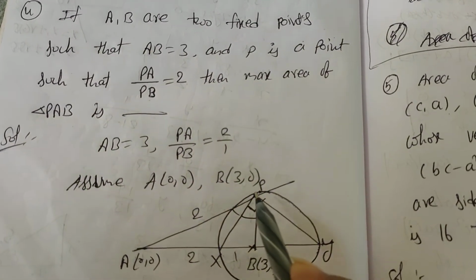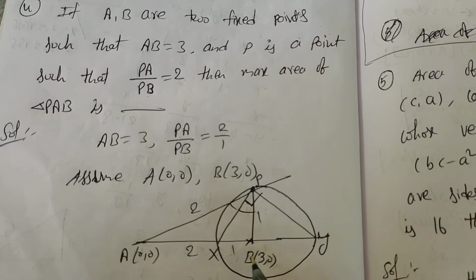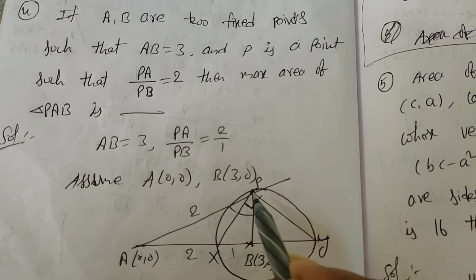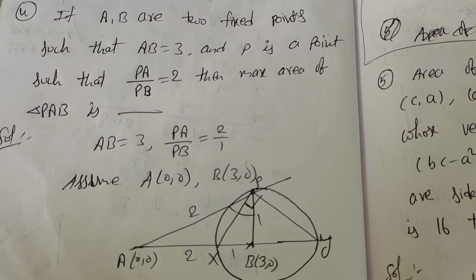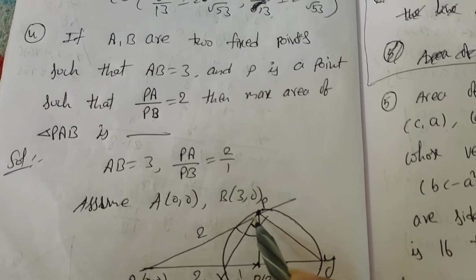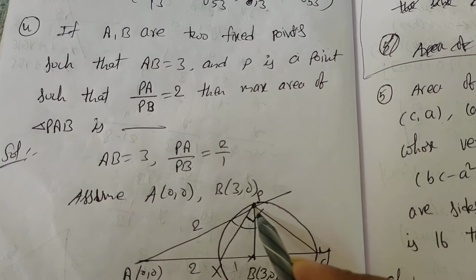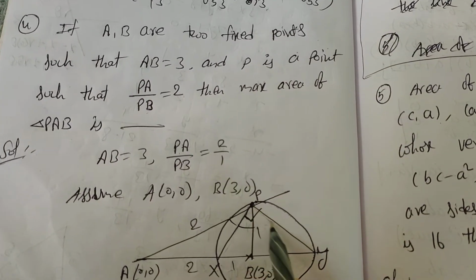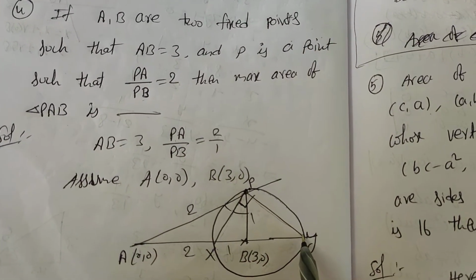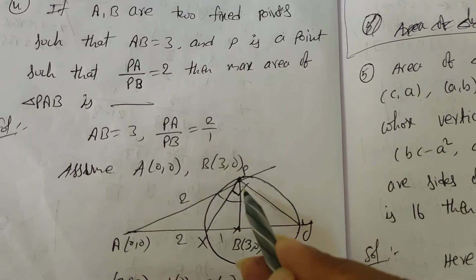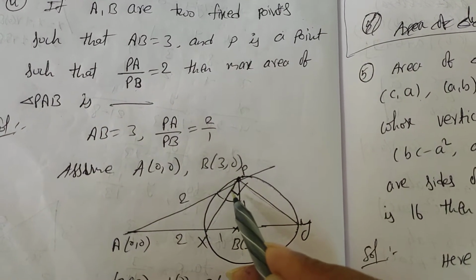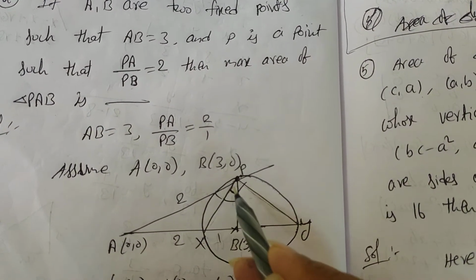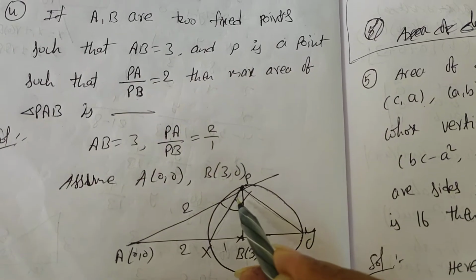Here they have given PA by PB. So take P as a vertex. You draw two angular bisectors, internal and external. This is the internal angular bisector. This is the external angular bisector. The angle between the internal angular bisector and the external angular bisector is nothing but 90 degrees.